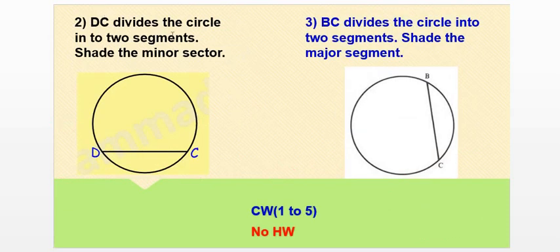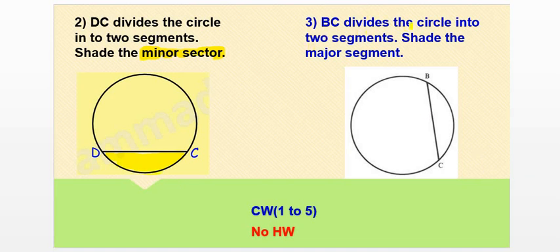Now DC divides the circle into two segments. Shade the minor segment. So you know that whenever we draw a chord in a circle, the circle is divided into two parts, two segments you can say. If it is not at the center of the circle, then one of the parts will be smaller, the other one will be larger. They want us to shade the minor segment. So minor means smaller, so they want us to shade the smaller segment, so this one will be shaded.